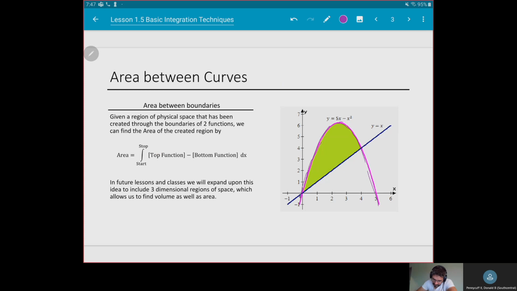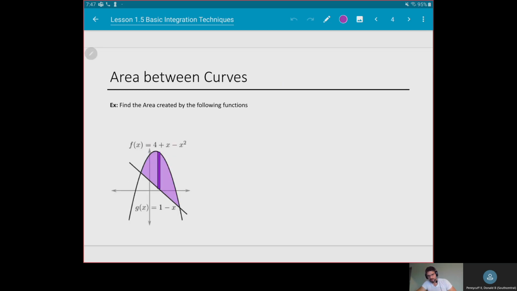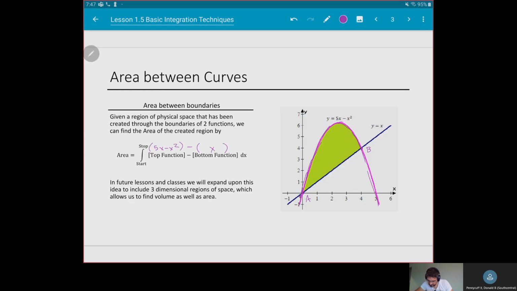Here, it would be 5x minus x squared minus x. So this is what this one would look like, top minus bottom. And this would be your start, A, and this would be your stop, B. And that is how you would go about doing it. Now, I do want to show you guys how to find a start and stop. So if you look at this one right here, you can see that it looks like it starts at 0 and stops at 4, okay?